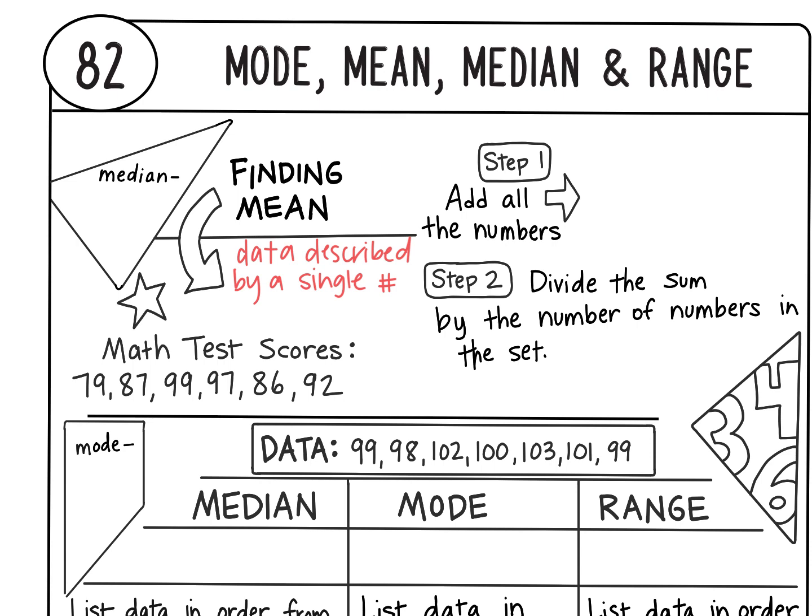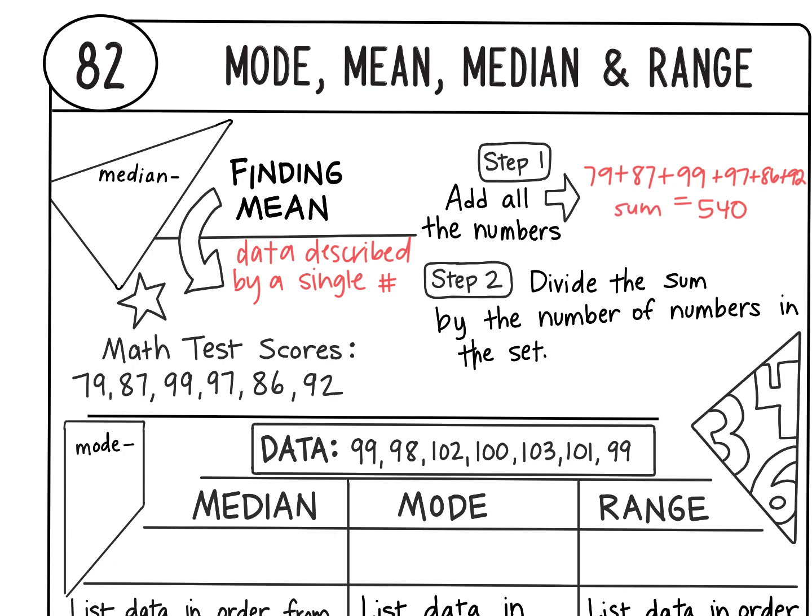Okay? So when you add them all together, I'm just going to list it out. We're not going to actually solve, to save time. So we're going to show how we would do this. We have 79 plus 87 plus 99 plus 97 plus 86 plus 92. And that equals 540. Okay, so when you add up all of those numbers, you end up with a sum of 540. I'm going to write sum.